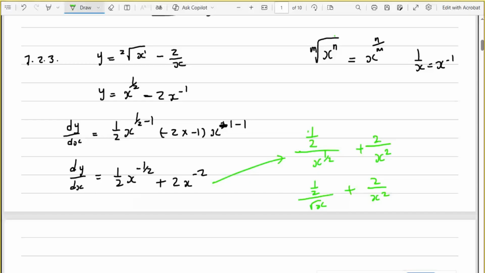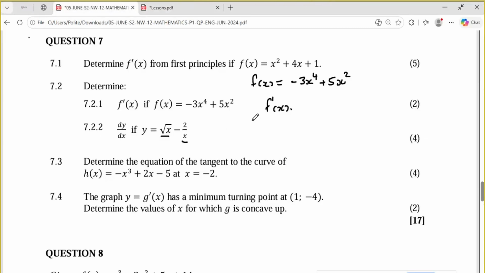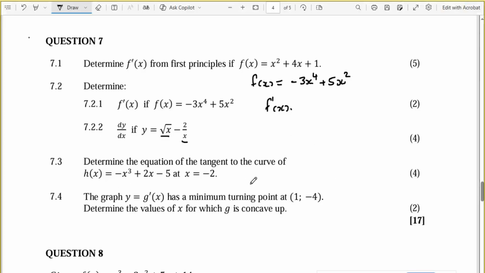Okay, let's look at what we have on the next question. What are we required to do? They say determine the equation of the tangent. They want us to find the equation of the tangent to the curve of h at x. So this is our main graph, and the tangent should touch that graph at one point, at x equals minus 2.